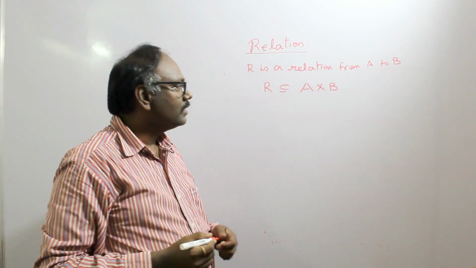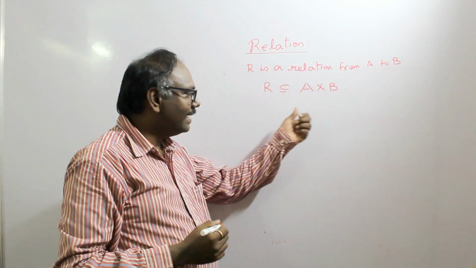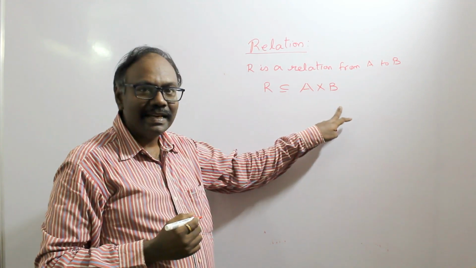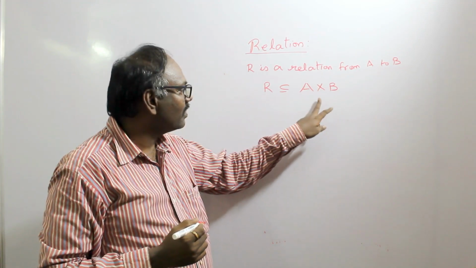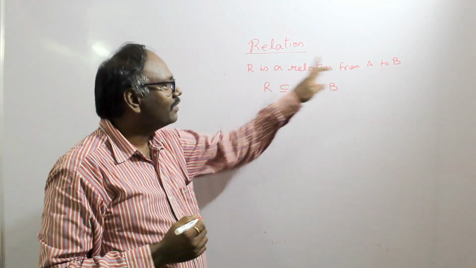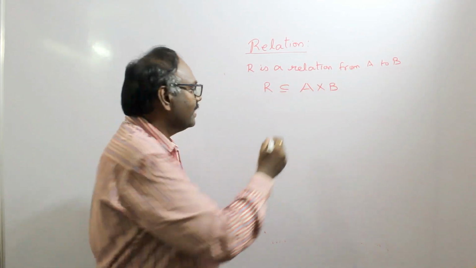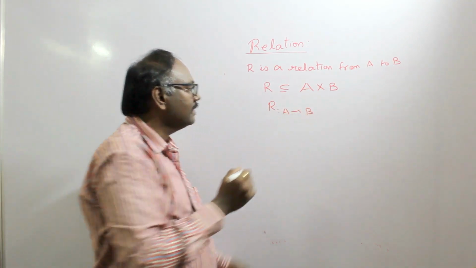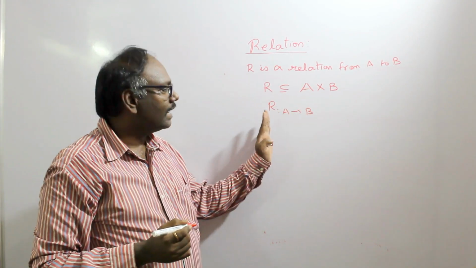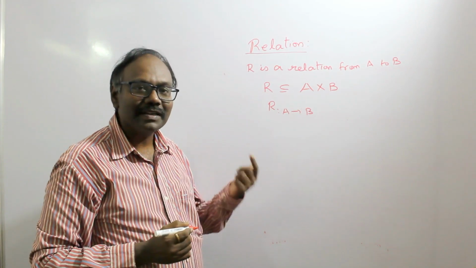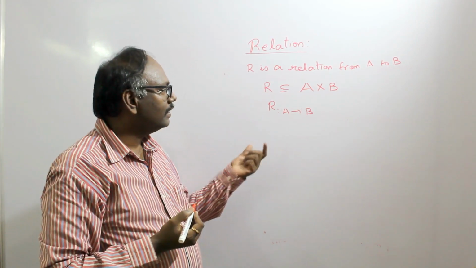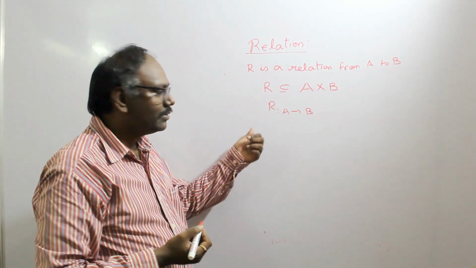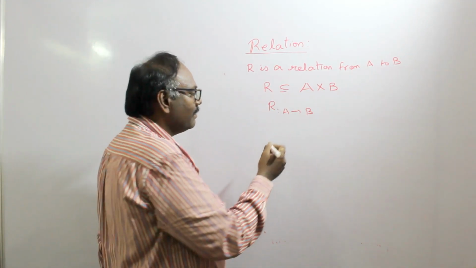Relation. So we have considered two non-empty sets A and B. The Cartesian product of these two sets is given by A cross B, and any subset of this Cartesian product is nothing but a relation from set A to set B. So we write it as R mapping from A to B, which means that the elements of set A are related to elements of set B through a certain rule, and all the elements will be in the form of ordered pairs. So let us try to write this in detail, taking some examples.